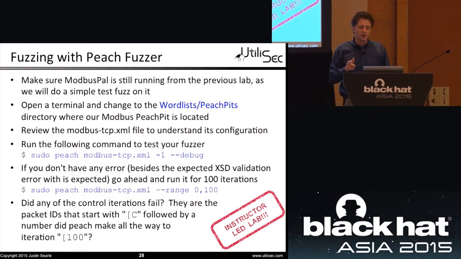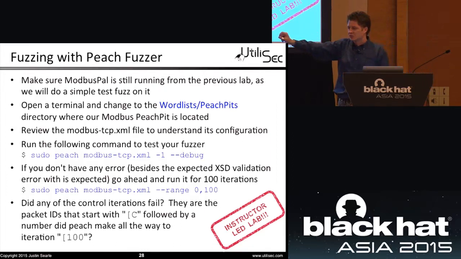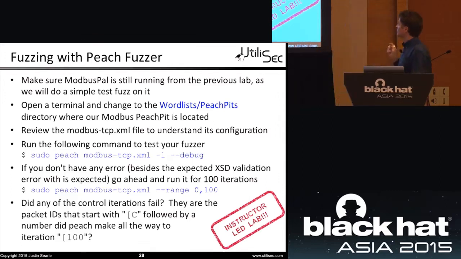So all we have to do is go to the virtual machine, change our terminal over to wordlist Peach Pits, and inside of there we just go ahead and run sudo peach modbus-tcp-xml, which is the configuration file, -1 debug. And what that's going to do is it's going to send out one single request, which is what that one is, and it's going to show me a debug message back, show me details of what's going on inside of that range.